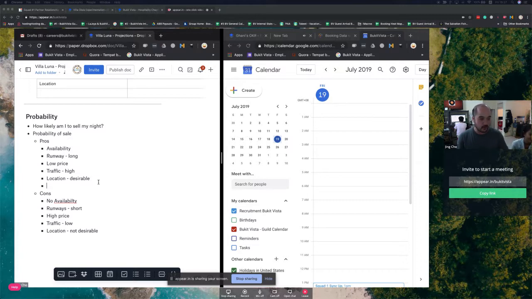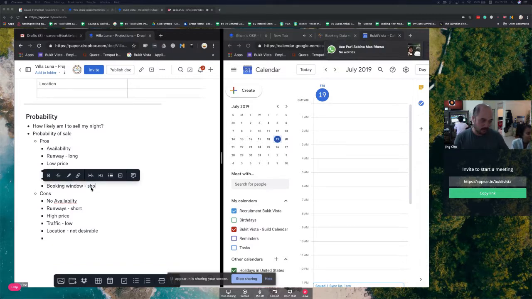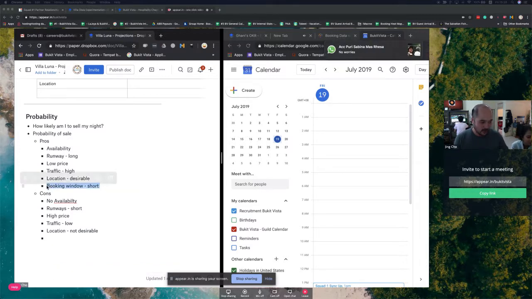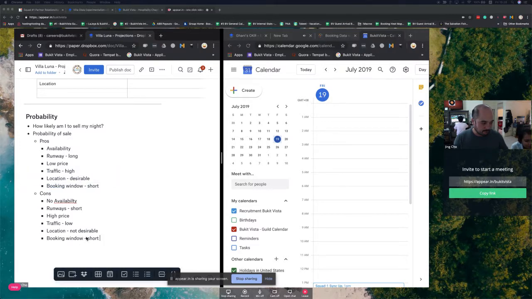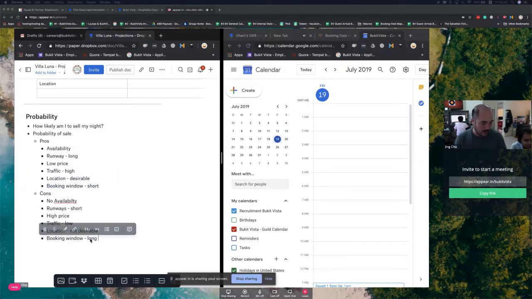So is a booking window a pro or a con? Depends on the property. Okay. No. A long booking window, is it a pro or a con? A long booking window, it's a con. Yes, it's generally a con. And a short booking window? Okay. Short, so that makes a short booking window a pro. All right. So this is a con.